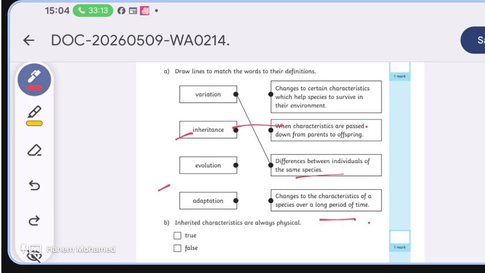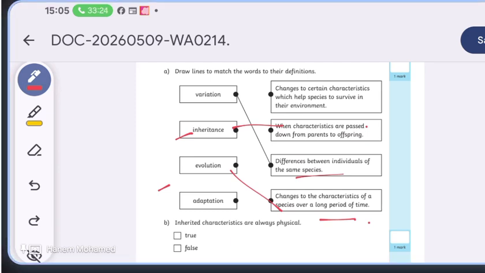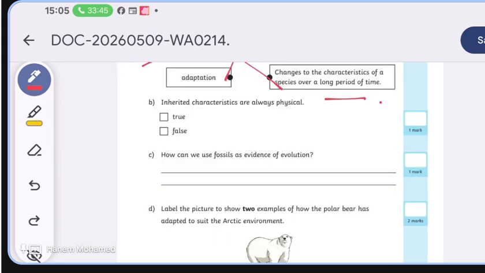Can you read? Changes to the characteristics of the species like a shark over a long period of time. And adaptation, we know adaptation. All the animals start to change, maybe their behavior, their structure, to survive in the environment. So this is the adaptation. So the next one, Yajudi, inherited characteristics are always physical. Do you think true or false? If you inherit some characteristics from your mother, all of the things that you inherit from your mother, it will be physical, like in your body, or you can inherit some behavior.